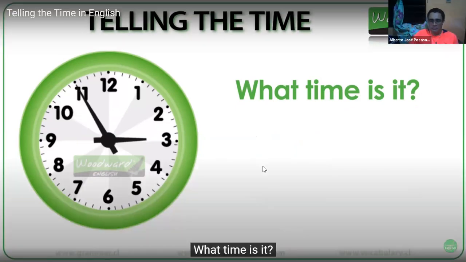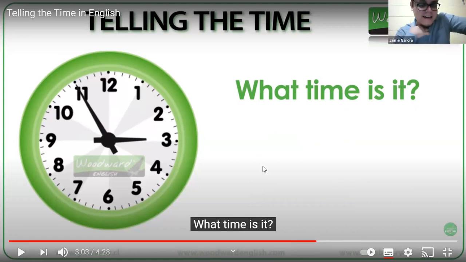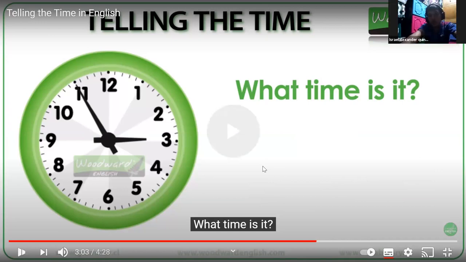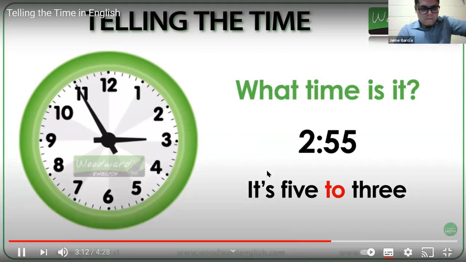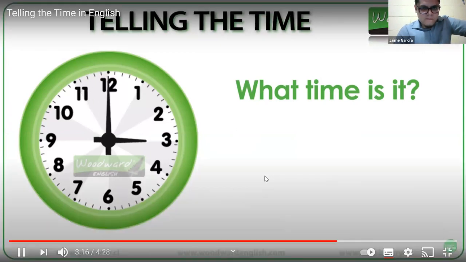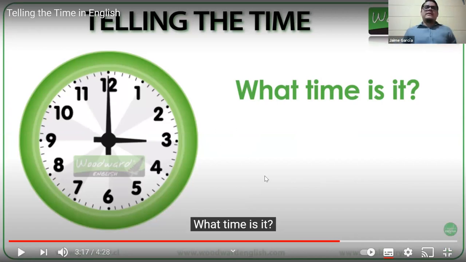Ahí sí dice faltando 10, ¿verdad? Yes. It's 10 to 3. It's 5 to 3. What time is it? Now, Walter. It's 3 o'clock. You say o'clock when the minute hand is pointing to the number 12. Only in that case, when the minute hand is pointing to number 12, you say o'clock.